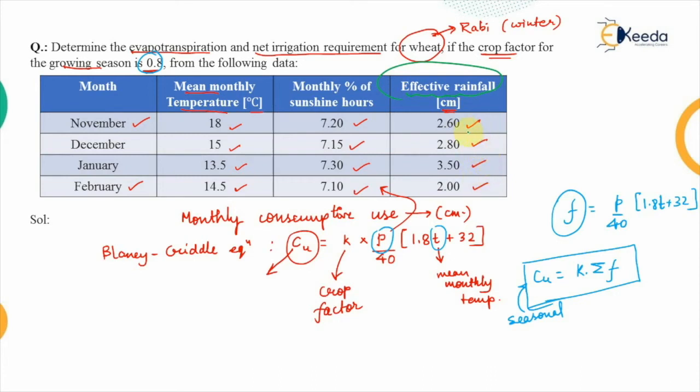That means certain needs of the plant have been fulfilled because of the rainfall. So if we sum up the rainfall for each of the months, that gives us the value for the entire season. So in this entire season of the wheat crop, the total rainfall is equal to 10.9 centimeter. That means this amount of water has been provided naturally, and the consumptive use came out to be equal to 34.16 centimeter.